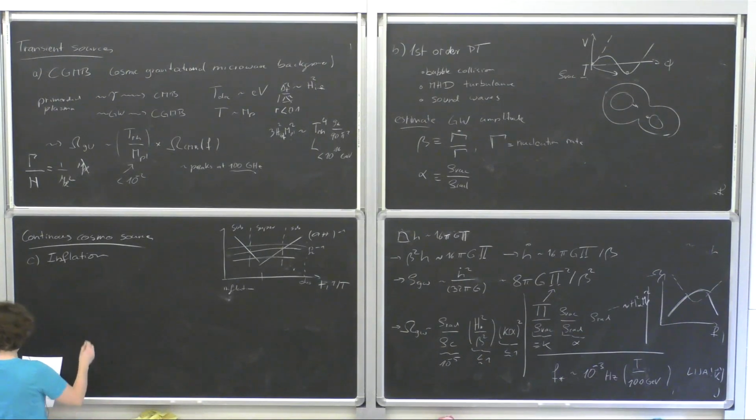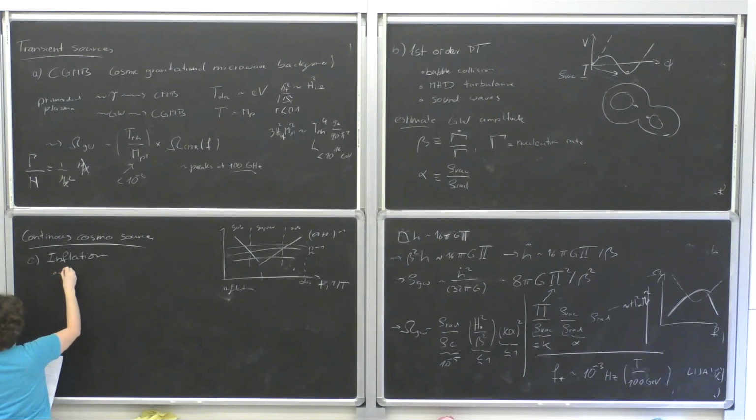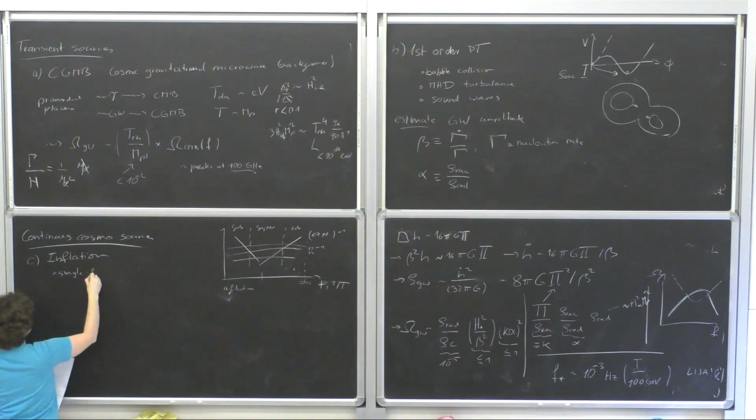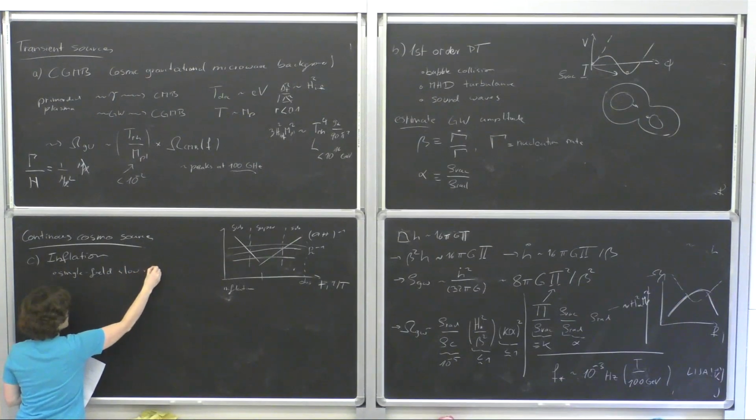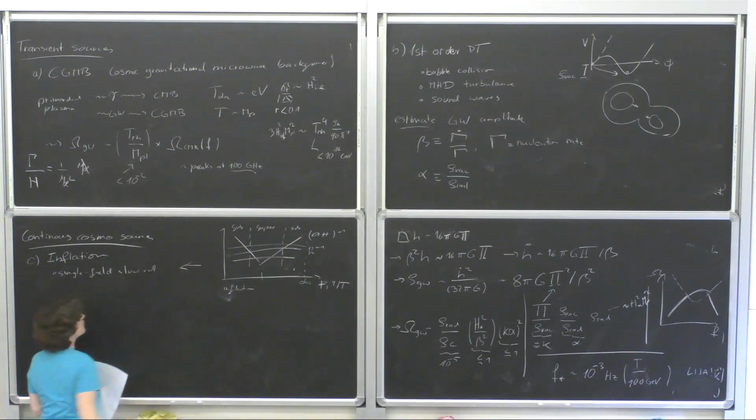So single field slow roll inflation is this. It's very beautiful. Unfortunately, the amplitude that we get, which again is constrained by the non-observation of the tensor to scalar ratio in the CMB, is so small that we're not going to see it anytime soon with gravitational wave detectors other than the CMB.